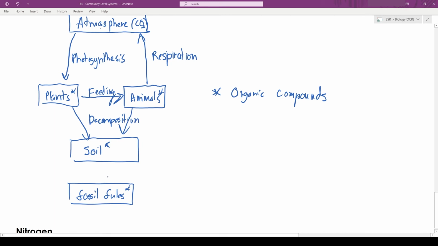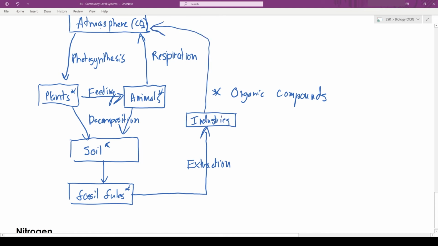From there, over millions of years, it may become fossil fuels, at which point we as humans will tend to extract it, and then it will be used in various different industries or in our homes, and it will go back up in the form of CO2, and the process that makes that happen is combustion. This cycle can remain in balance if we're careful about all the processes that are happening.